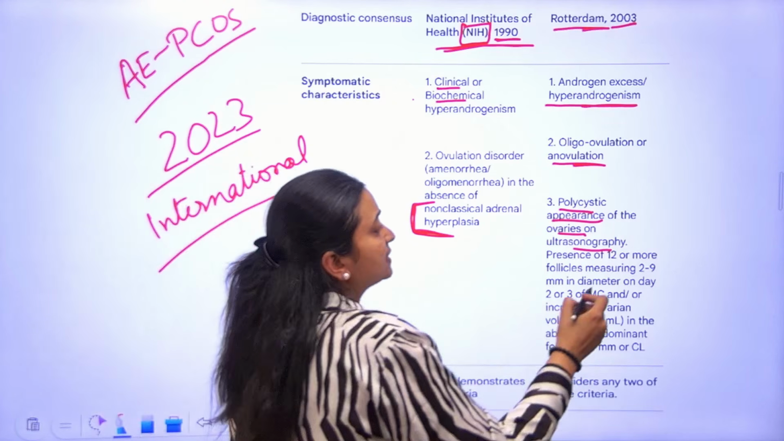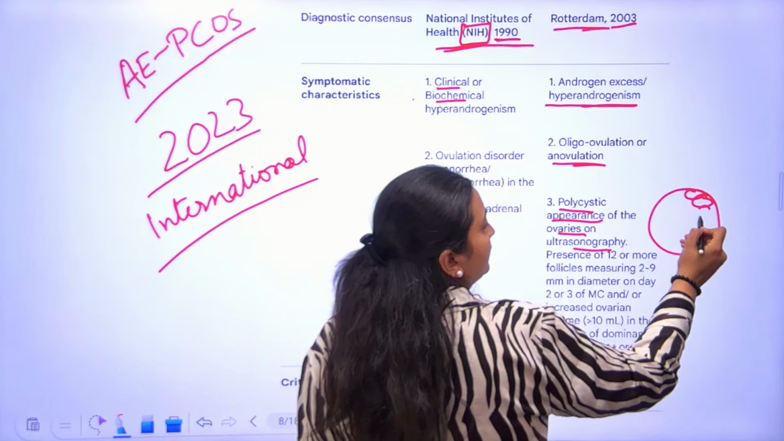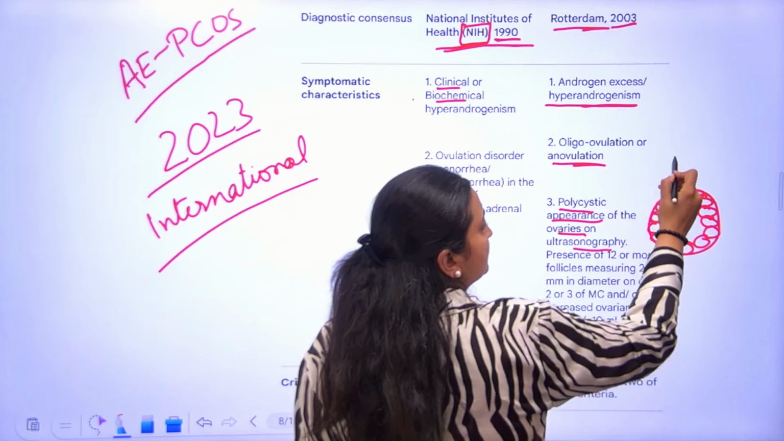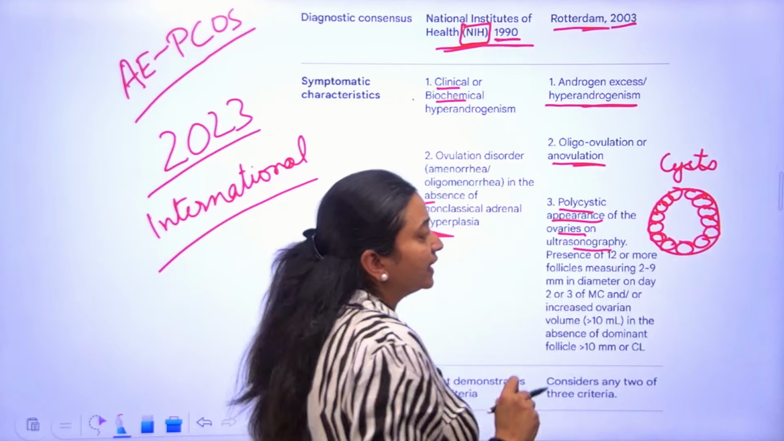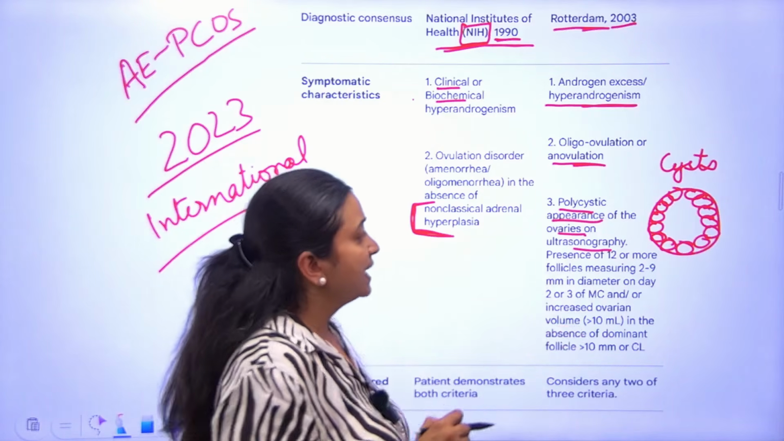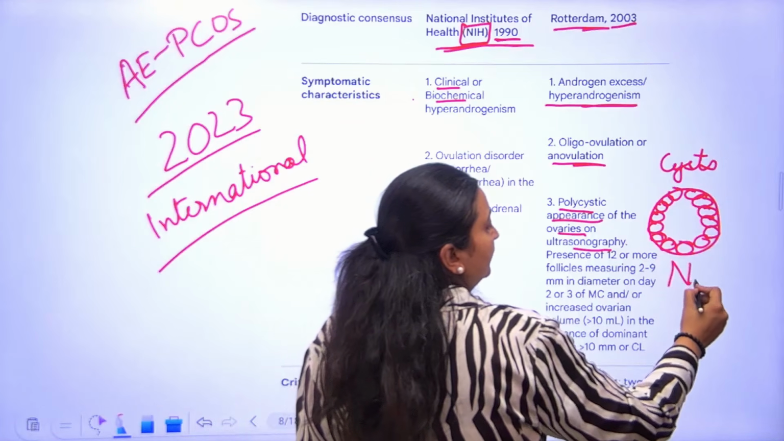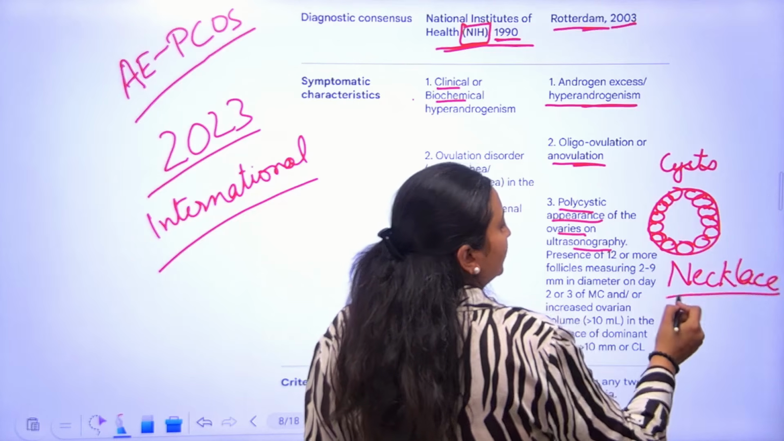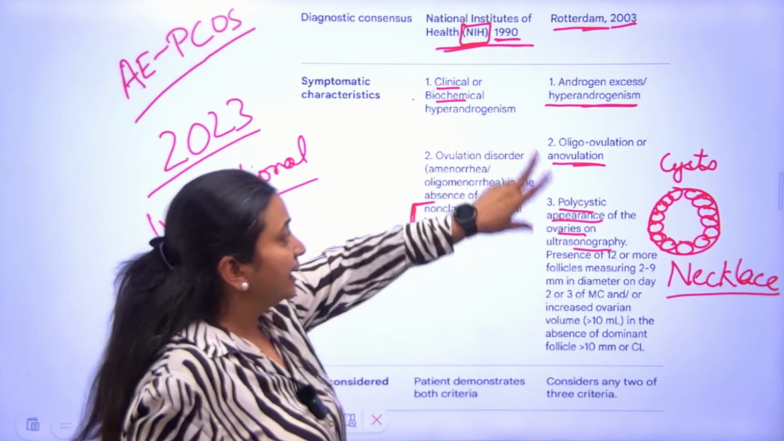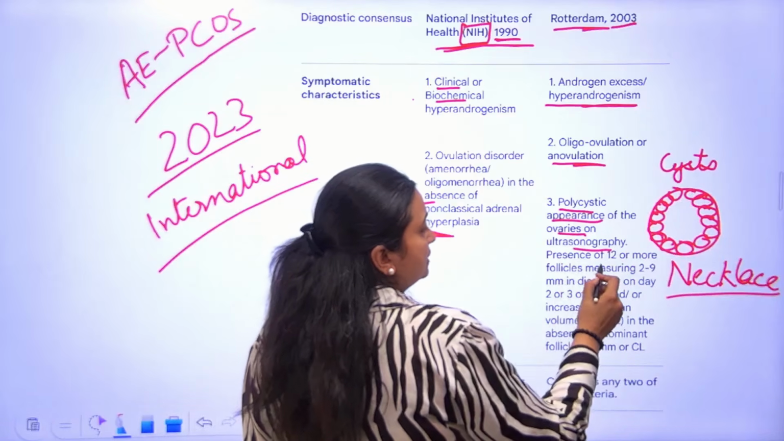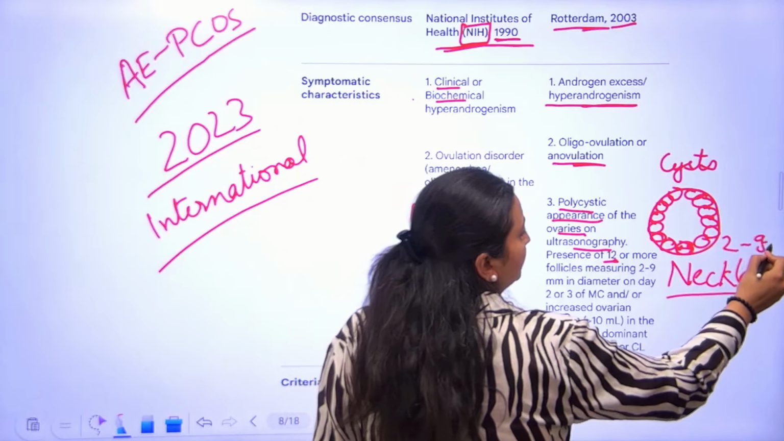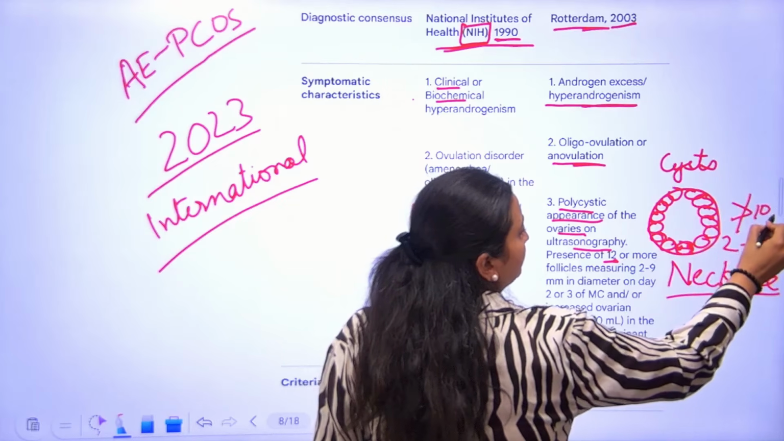What does that mean? The ovary doesn't have cysts, but small follicles are arranged in the periphery of the ovary, which you can see as cysts in the sonography. So, they are basically half developed follicles which do not increase more in size because of the hormonal disturbances, and then they get arranged in the periphery in a necklace pattern. So in ultrasound appearance, such polycystic appearance was mandatory in Rotterdam criteria, any two, right? So they counted the number, presence of 12 or more follicles. The diameter of each follicle should be 2 to 9 millimeter. That means it should not cross 10 millimeter diameter.